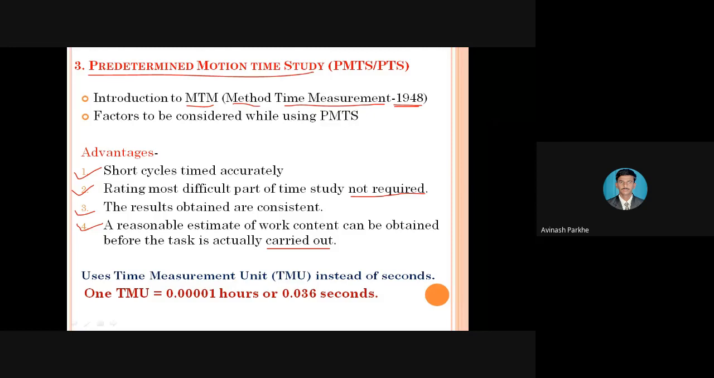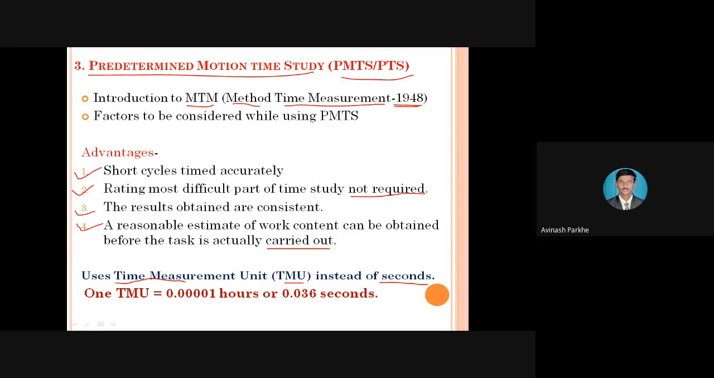Therefore, by using the PMTS, I am not measuring the time in seconds. In the time study and the work sampling, I measure the time in hours, seconds, minutes. But in case of a PMTS or a PTS, I am not measuring the time in the form of seconds. Here I am using a time measuring unit, in short called a TMU. In case of a PMTS, I am measuring the time in the form of TMU.